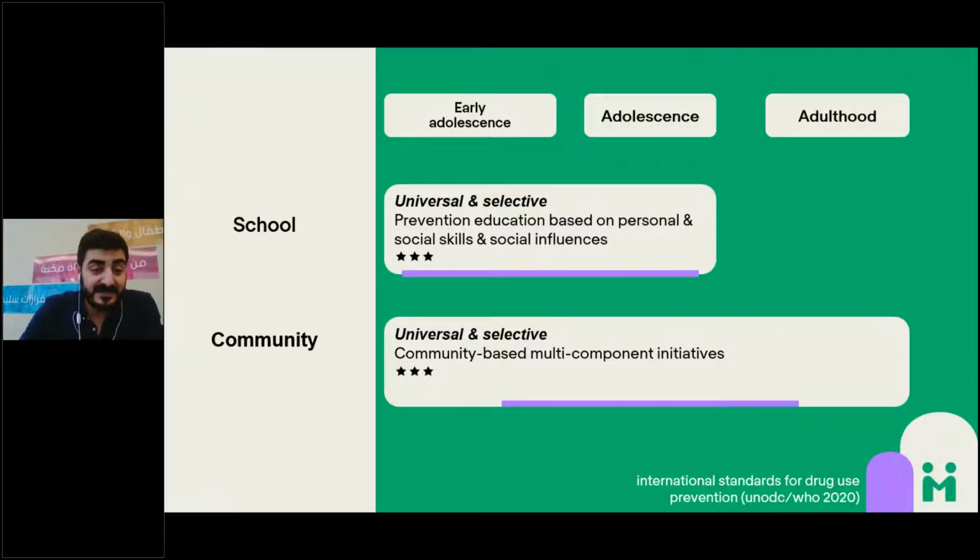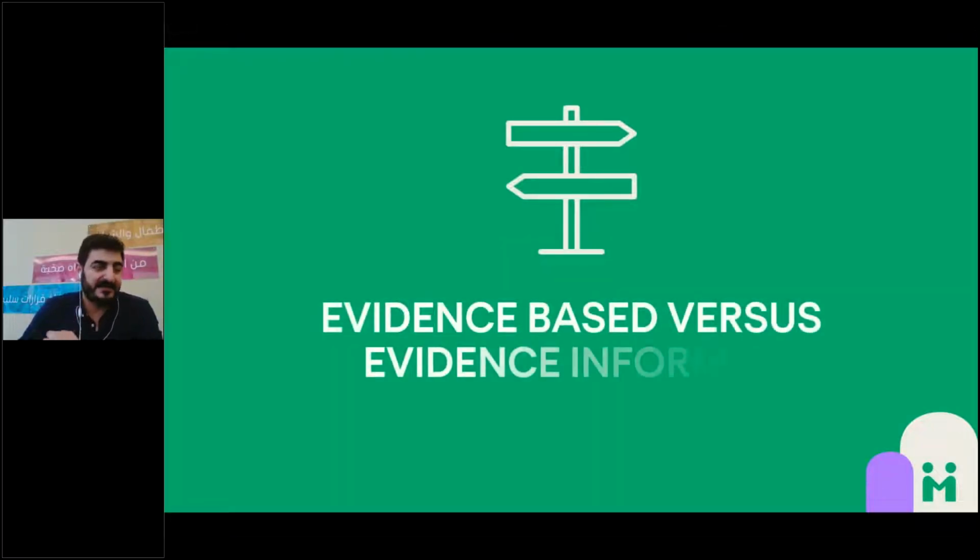Here you can see that on school-based prevention, education based on personal and social skills and social influence have a great impact, 3 stars, on early adolescents and on adolescents. And at the community level, the community-based multi-component initiatives have as well 3 stars at the early adolescents and adulthood levels. Let's talk a little bit about an example on evidence-based, and we'll make another example on evidence-informed, and we will see the two examples versus each other, how they compare.